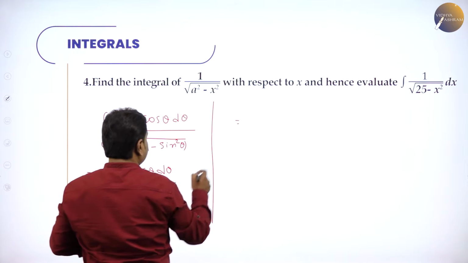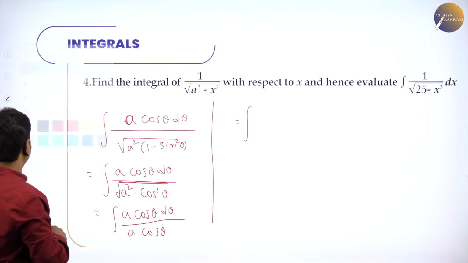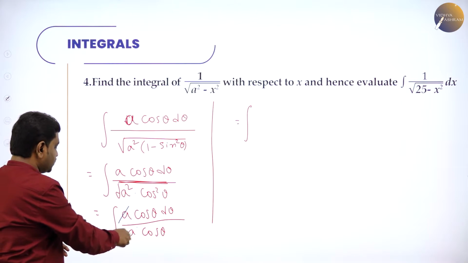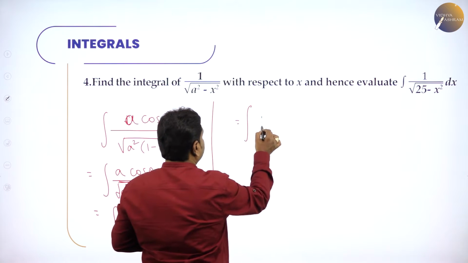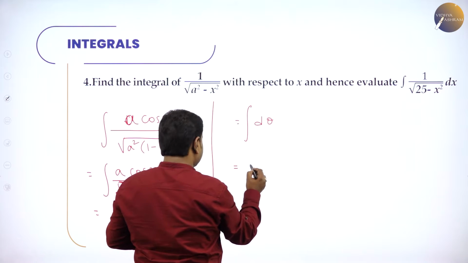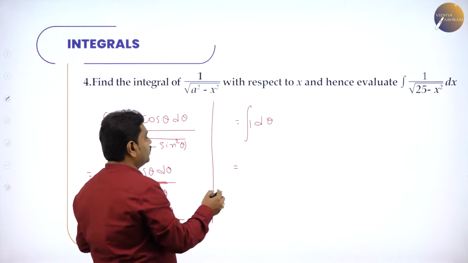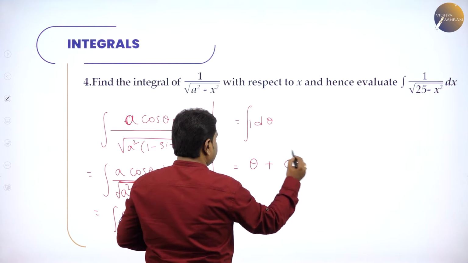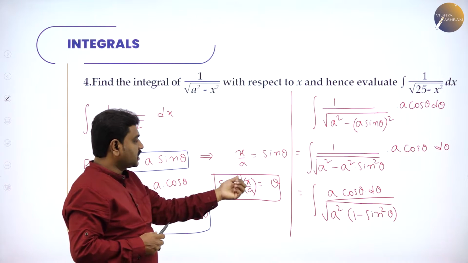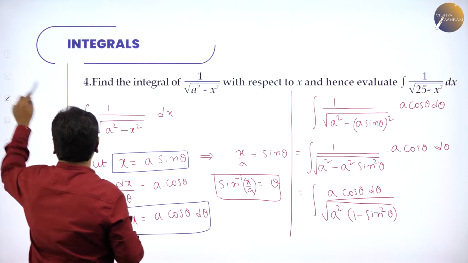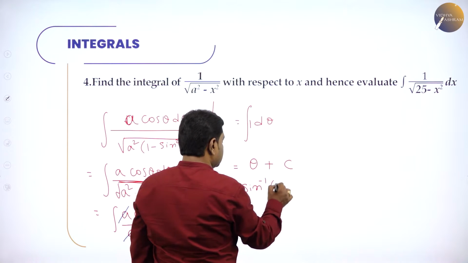Next step, we are left out with integral of, I can cancel a and a, cos theta and cos theta. I'll be left out with what? D theta. So here a cancels, cos theta cancels. We are left out with what? Integral of d theta. And what is integral of d theta? Or integral of 1 d theta. Integral of k dx is kx. Integration of 1 d theta is theta plus c. And substitute the value of theta. Refer the last slide. What is theta here? Sin inverse x by a is theta. In the place of theta, you can put what? Sin inverse x by a. Theta is sin inverse x divided by a.